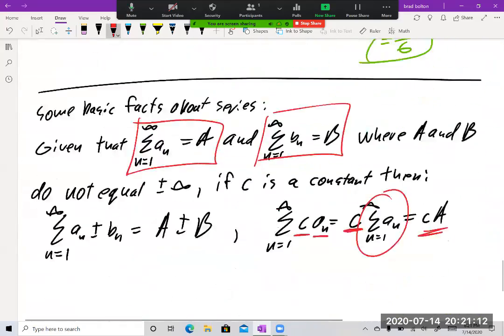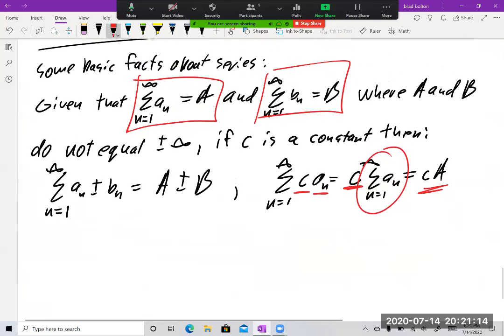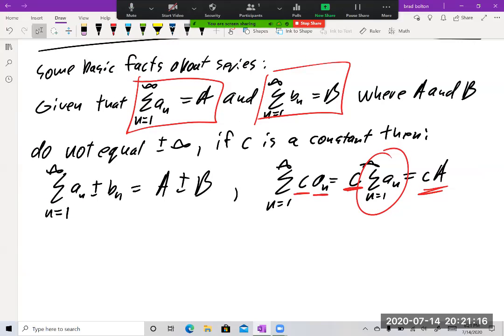So these are just some facts about series that we're going to be using throughout this section. Okay, so I think that's going to be it. The next section will be on the test for divergence and the integral test, and that will be 10.4.